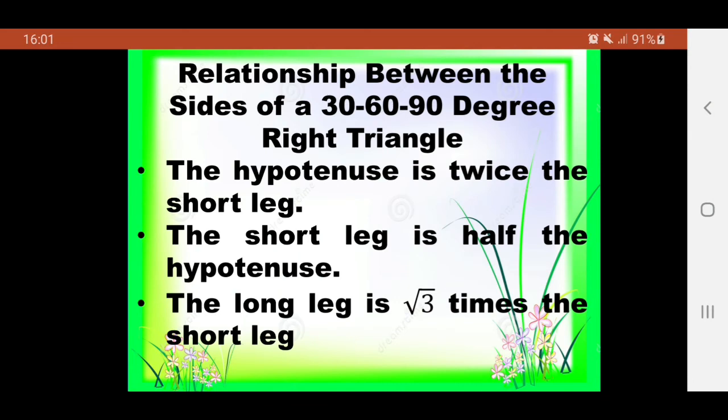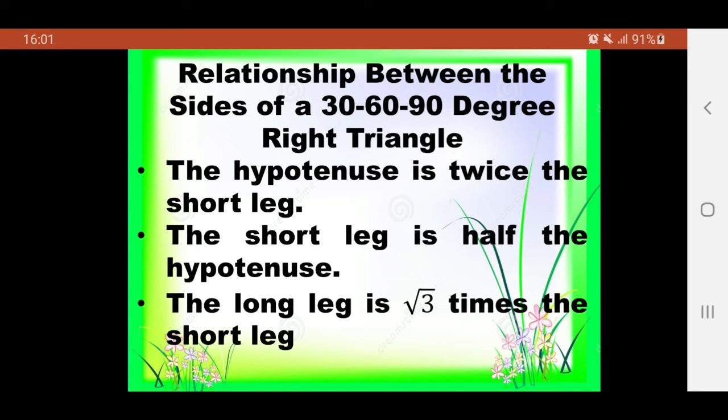Relationships between the sides of a 30-60-90 degree right triangle. The hypotenuse is twice the short leg. So if the given is the short leg and you are asked to find the hypotenuse, all you have to do is multiply the short leg by 2 to get the hypotenuse. The short leg is half the hypotenuse. If the given is the hypotenuse and you are asked to find the short leg, all you have to do is divide the hypotenuse by 2.